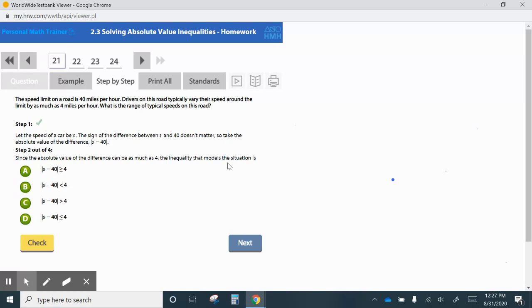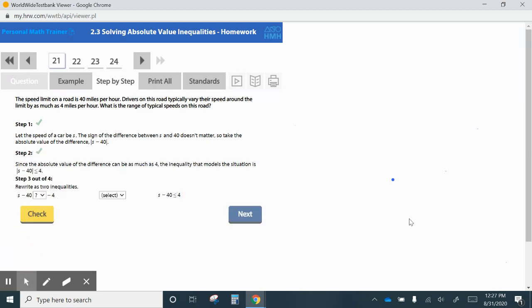Now, as much, I made a mistake explaining that in the last part, but I won't make it here. As much means less than or equal to. The answer is this piece D. Since the absolute value of the difference can be as much as 4, rewrite as 2 inequalities. So s minus 40 is greater than or equal to negative 4. Notice it's always been greater than on the negative side. So you take the negative 4 and the positive 4. Now less than, we know, is and.